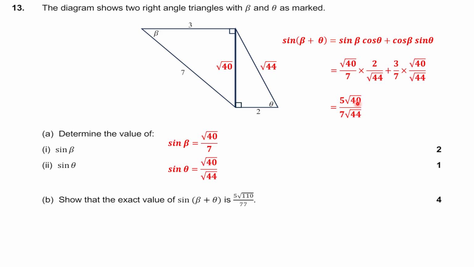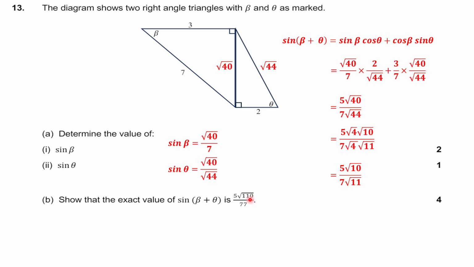Now we need to change these roots into simpler form. 4 divides 40, and so does 4 divide 44. So we just do it this way. We say 4 times 10 is 40, but we make it root 4 root 10. 4 times 11 makes 44. That's root 4 root 11. Now the root 4s will cancel to leave this 5 root 10 over 7 root 11.